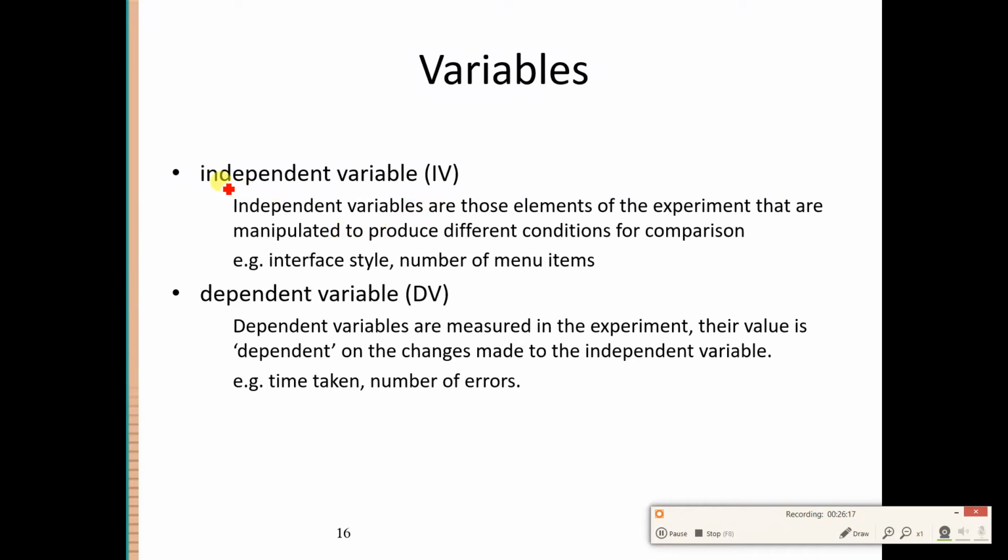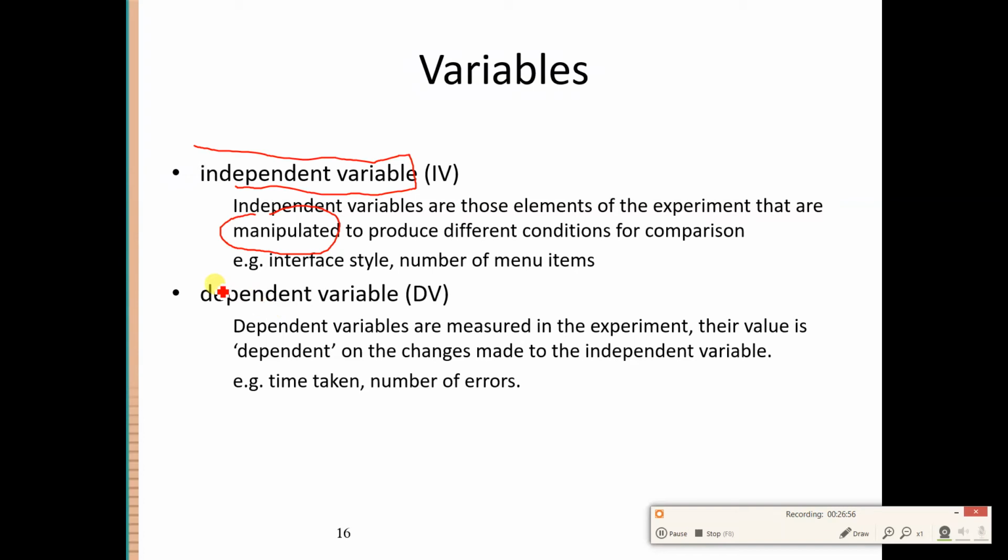There are two categories: independent variable, which is called the IV, and the second is the dependent variable, which is short form DV. Independent variables are those elements of the experiment that are manipulated to produce different conditions for the comparison. So these are the variables which we are going to manipulate, which we are going to change. By changing these variables they are going to affect something else. So we are going to measure the effect on the other things, on the other parameter. So the variable which we are controlling is called the independent variable.